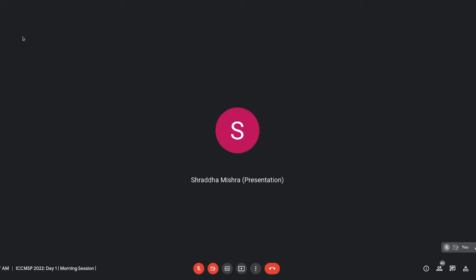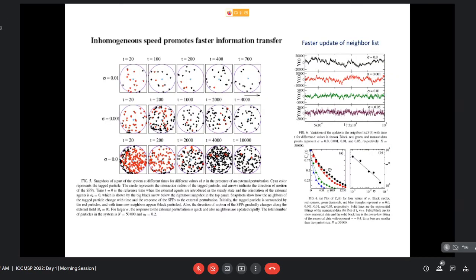We see the neighbor autocorrelation is, first of all, exponentially decaying with time. That is fine. But for sigma 0, it has a large tail. It means it remembered its neighbors for a very long time. But for finite or larger sigma, it decays faster. And the autocorrelation time decreases with sigma in a linear fashion.